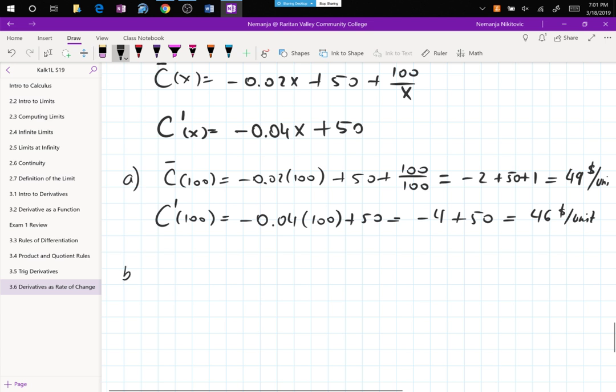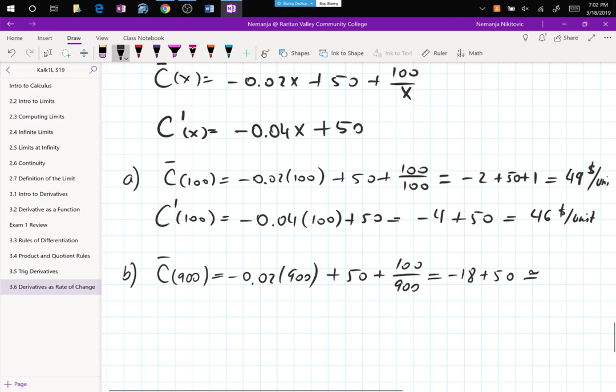Now let me do the same analysis at 900 level. So at 900 level, I have negative 0.02 times 900 plus 50 plus 100 over 900. This is negative 18 plus 50 plus, who cares, 1 over 9. Okay. So this is roughly $32 per unit.